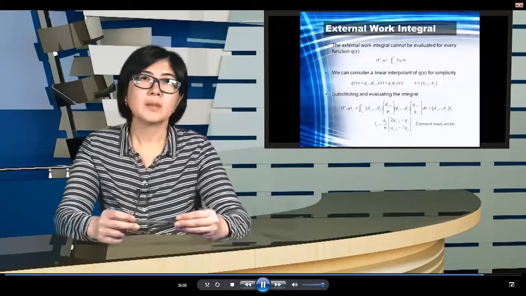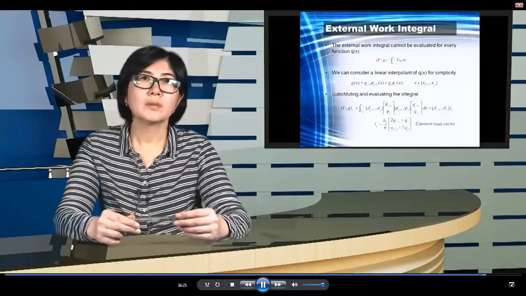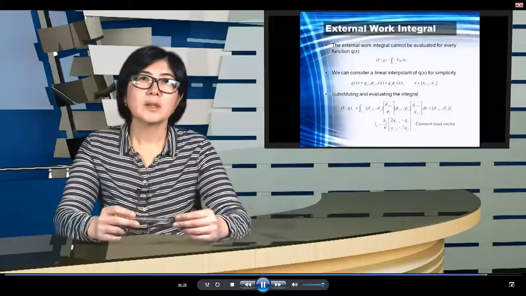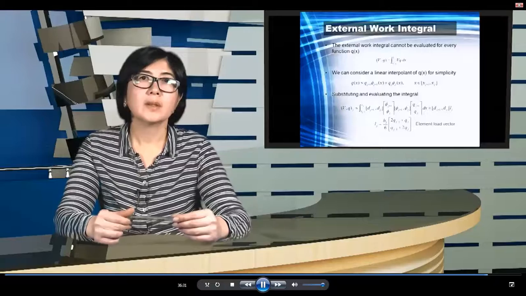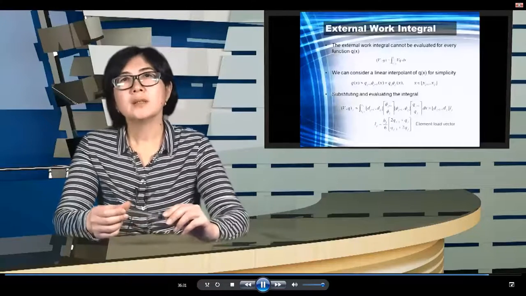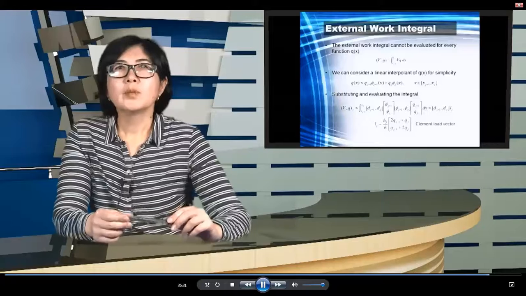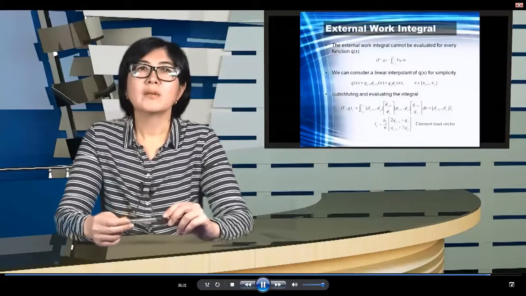The external work matrix cannot be evaluated for arbitrary function Q. We will therefore use a linear interpolant of Q. The Q equation you may see on your slide. Using the above approximation, the integral is computed to give the following, where L is called the element load vector.